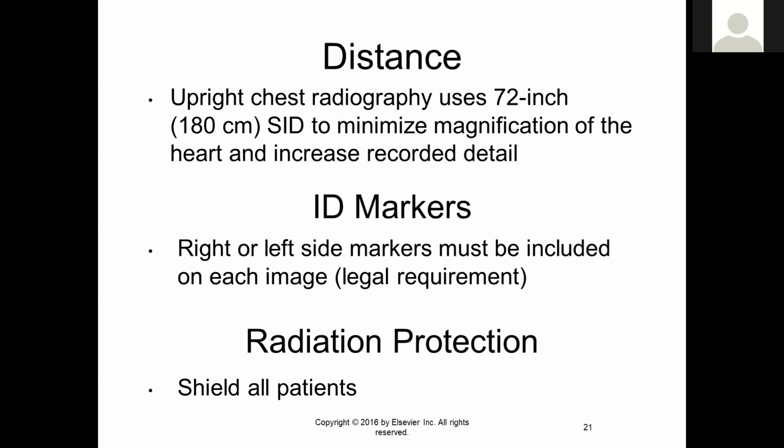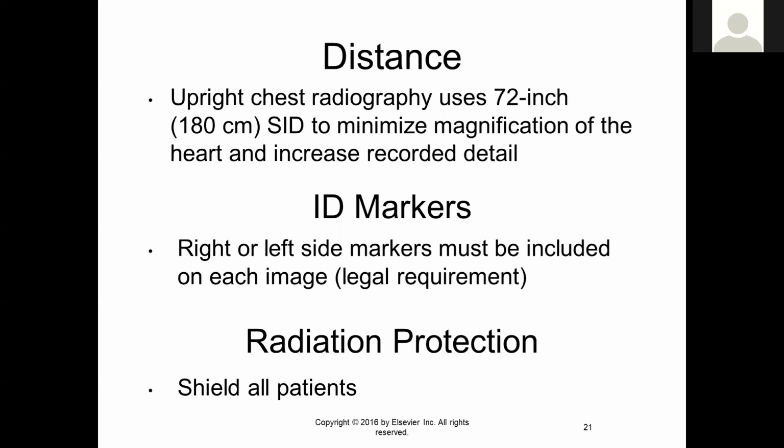Distance. Upright chest radiography uses a 6-foot distance, so 6 feet between the x-ray tube and the image receptor. This minimizes magnification of the heart, and it also improves the recorded detail. The edges of every object on the X-ray appear sharper the more distance that you have. So chest X-ray is standardized at 72 inches.